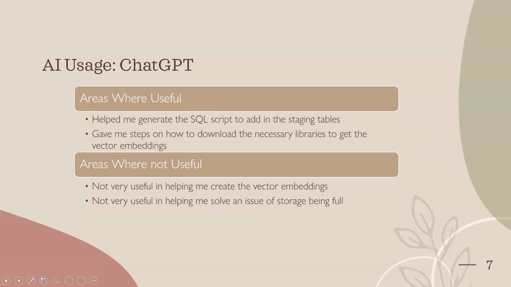The AI was also helpful in helping me download the necessary libraries I needed to download for generating the vector embeddings. However, the AI did also struggle. For example, it was not very helpful in helping me generate a script that created the vector embeddings. It gave me scripts that had a lot of errors. It also struggled with helping me solve an issue that came up where I ran out of storage space and was unable to download the libraries that I needed. So overall, the AI was somewhat helpful with simpler tasks. However, I still needed to understand what I was doing for it to really help me.